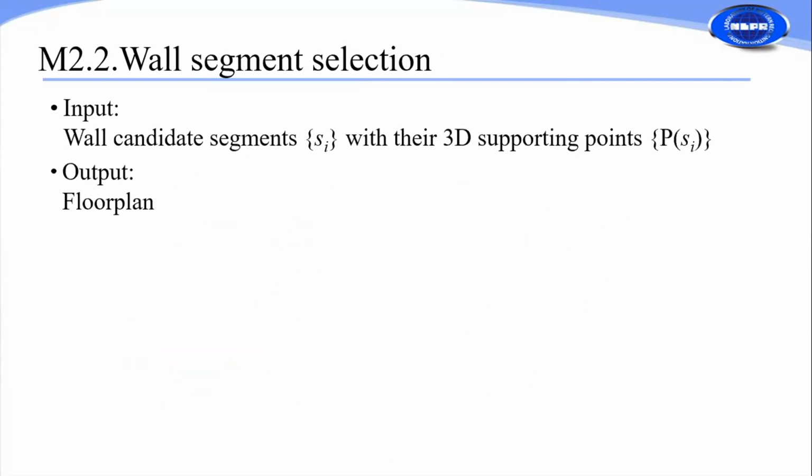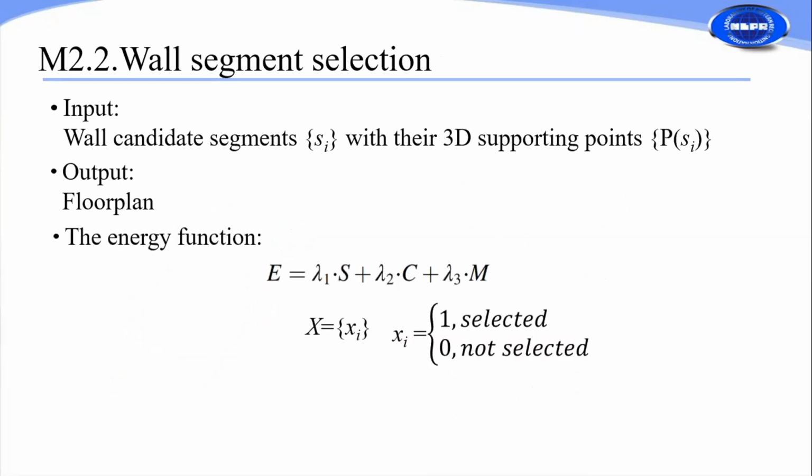In the next step, we aim to select the proper segments from candidates to obtain the 2D floor plan via a global energy optimization approach. Concretely, we introduce an integer variable xi to the candidates, where xi equals 1 represents that the candidate is selected. Otherwise, it is not selected. Then we define an energy function E consisting of 3 terms, S, C, and M.